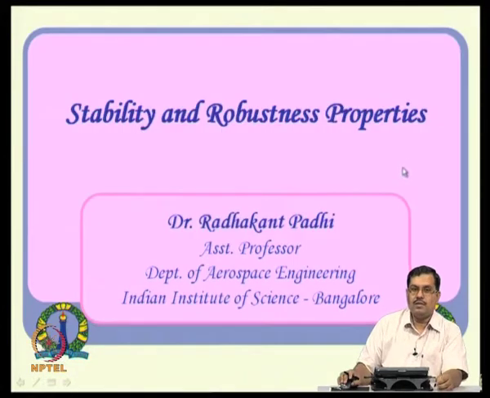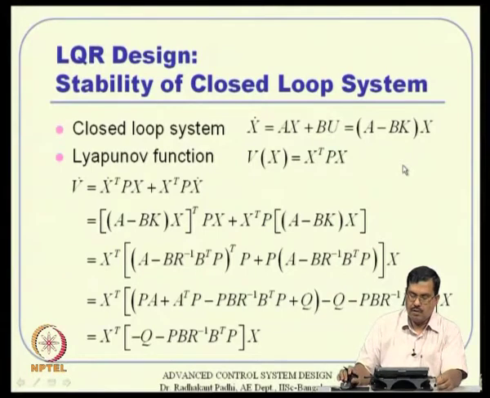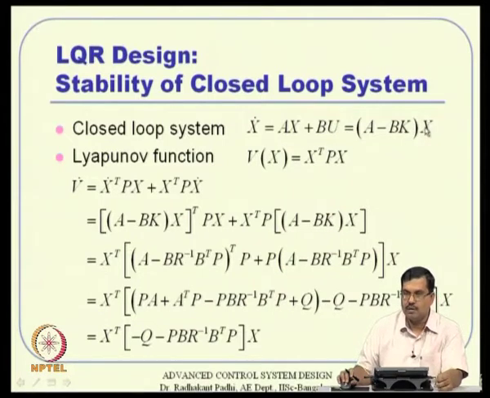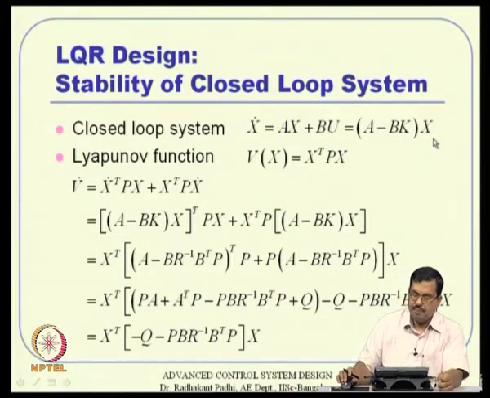First is stability and robustness properties, and first we will deal with the stability part of it. Here I assume that you are roughly accustomed with Lyapunov design, which we are going to study in our lecture series a little while later. All that matters is that the closed loop system turns out to be a homogeneous system. This is x dot equal to Ax plus Bu, but u equal to minus Kx. So, the closed loop system is x dot equal to some matrix times x, which is nothing but a homogeneous system.